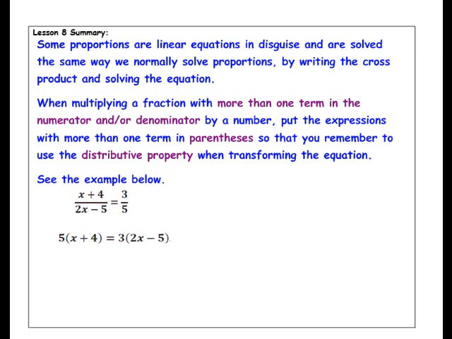When multiplying a fraction with more than one term in the numerator or denominator by a number, put the expressions with more than one term in parentheses so that you remember to use the distributive property when transforming the equation. See the example below. When your numerator or denominator has more than one term, remember to write it using parentheses so that you remember to distribute. That concludes the lesson.